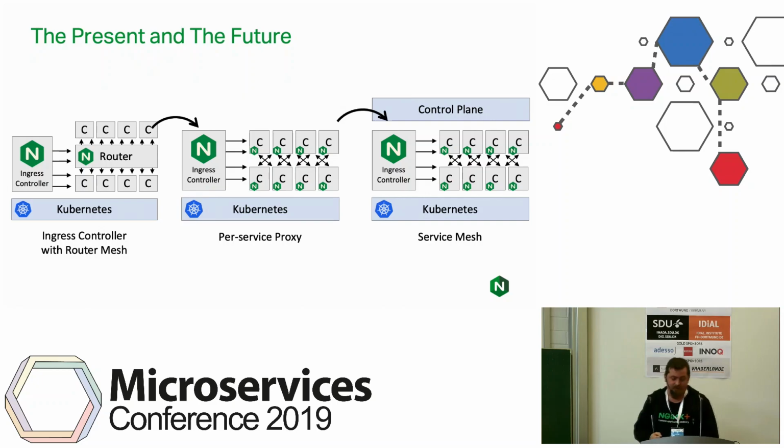Next, we have the per service proxy, or as we historically called it, the fabric model. In the fabric model, we attach a proxy into each and every container or pod.